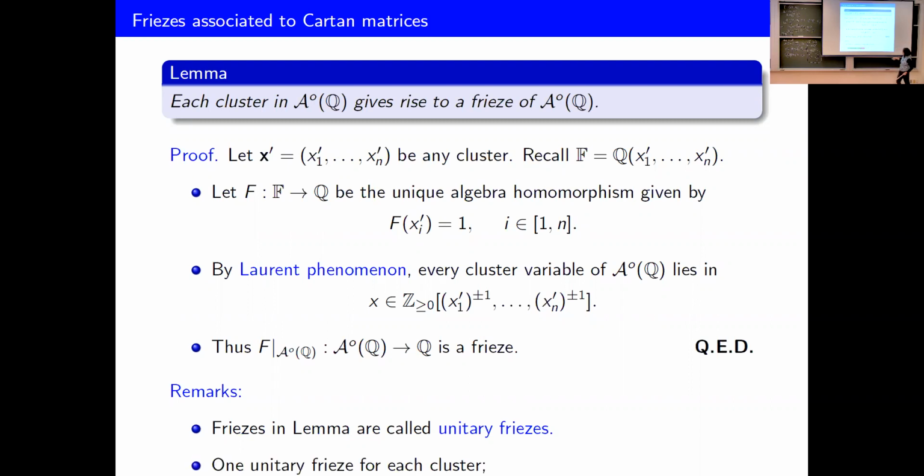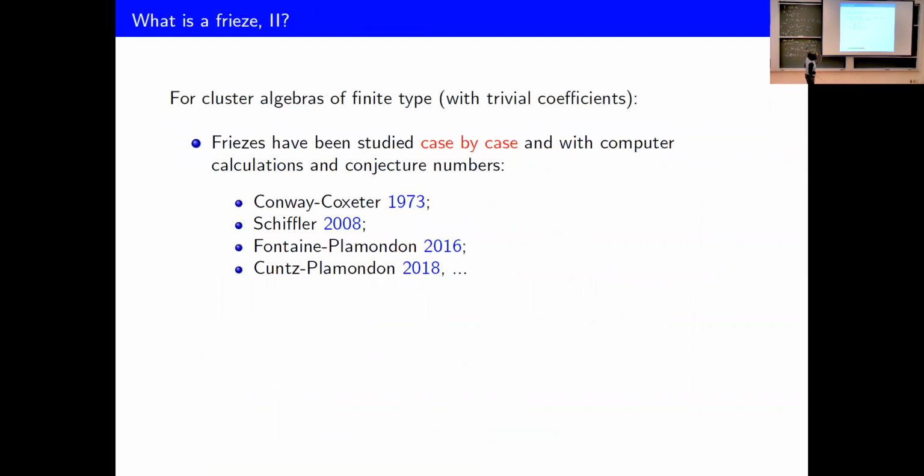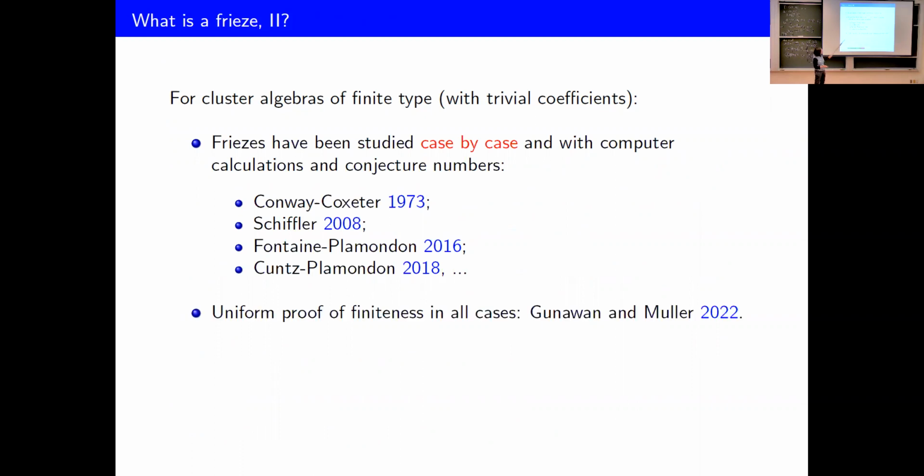But then the statement, not every frieze is unitary. That's why the whole thing is interesting. For finite type, there is lots of work. People tried case by case and proved how many there are, because not everything is unitary. So there are various works. And recently there's a uniform proof that there are only finitely many friezes for the finite type.